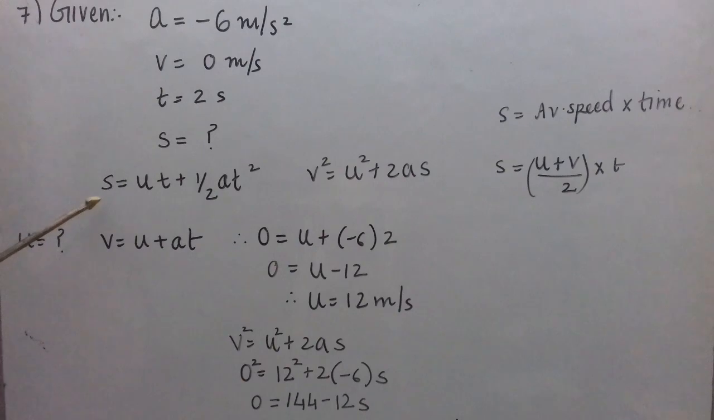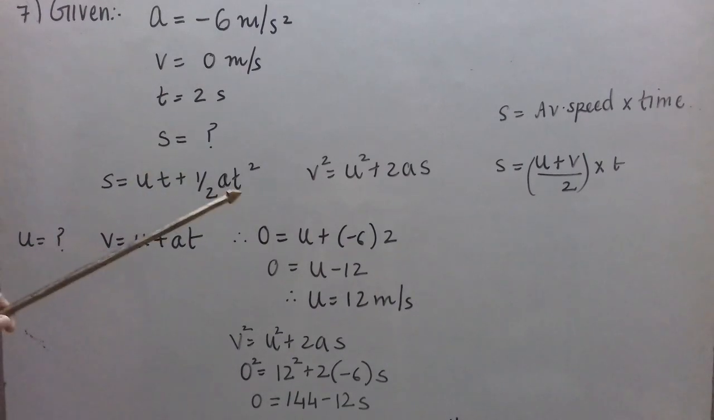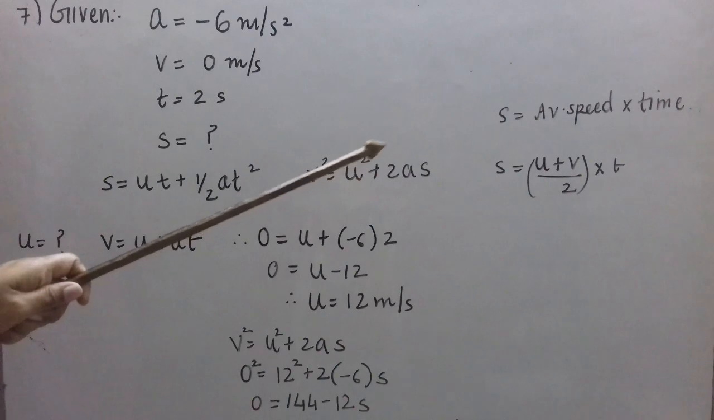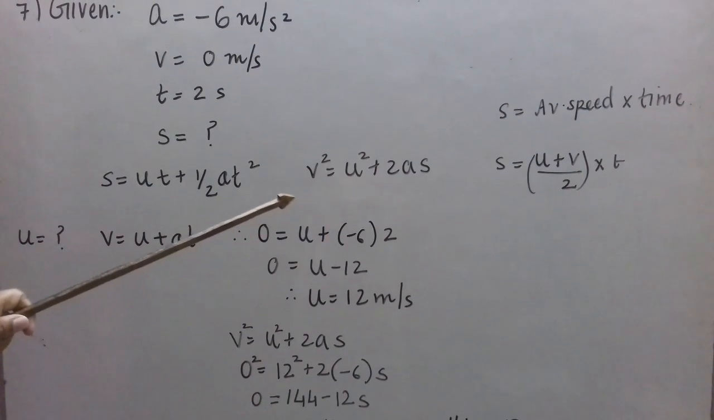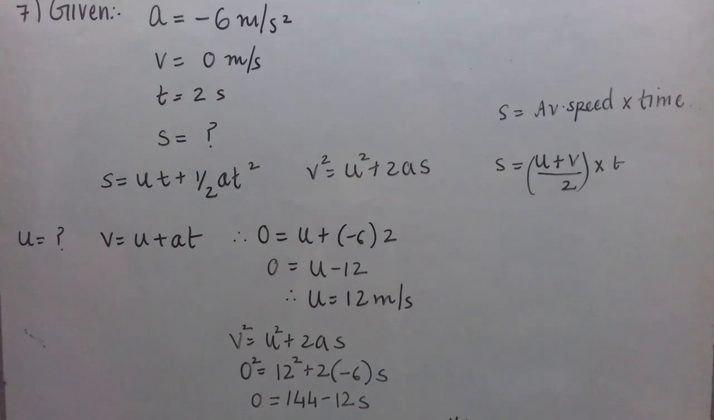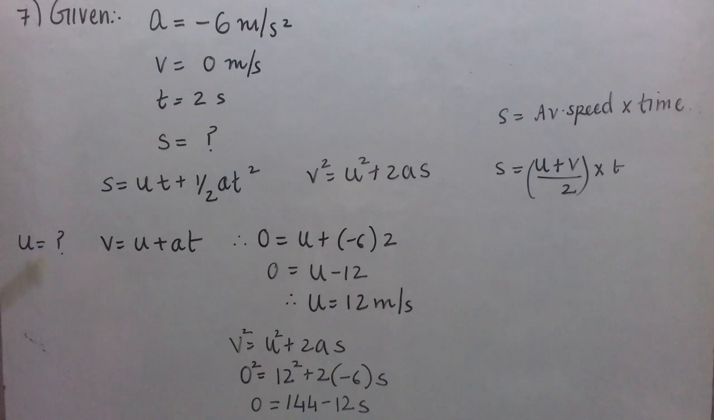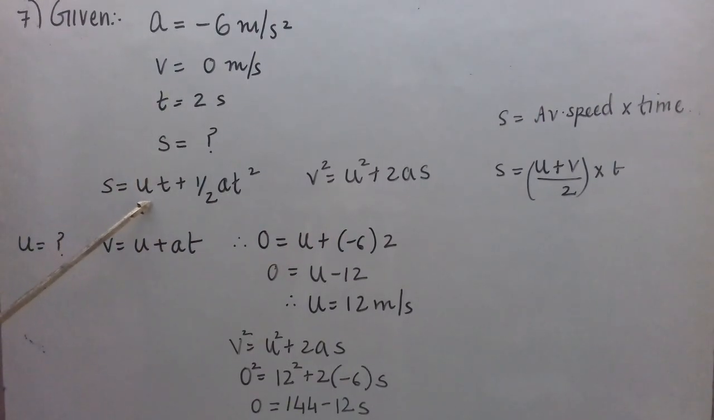Now S is, we know there are 3 different methods and you can choose any method. So I have written intentionally all the formulae that you can use. S is ut plus half at square, v square is u square plus 2as, and last S is average speed into time, that is u plus v over 2 into time. Now students, here there are 3 different methods to find S. In all the 3 cases, in all the 3 formulae, we require u.